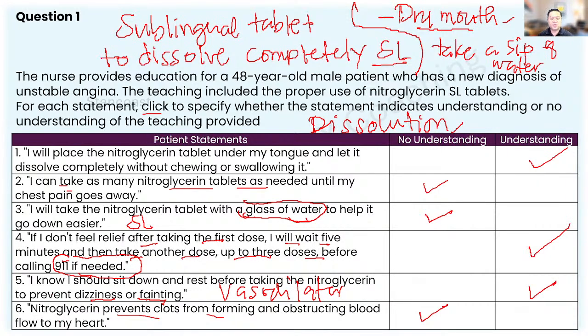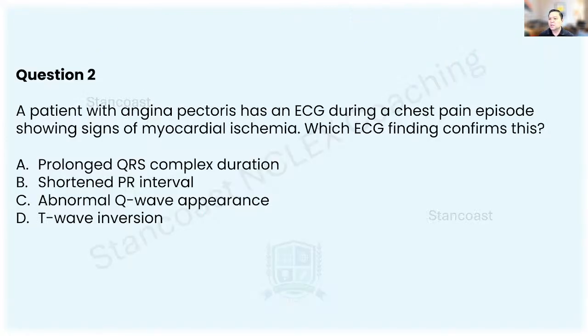So let's move on to the next question, guys. Question number 2. A patient with angina pectoris has an EKG during a chest pain episode showing signs of myocardial ischemia. Which EKG finding confirms this? Is it A, prolonged QRS duration, B, shortened PR interval, C, abnormal Q wave appearance, or D, T wave inversion?